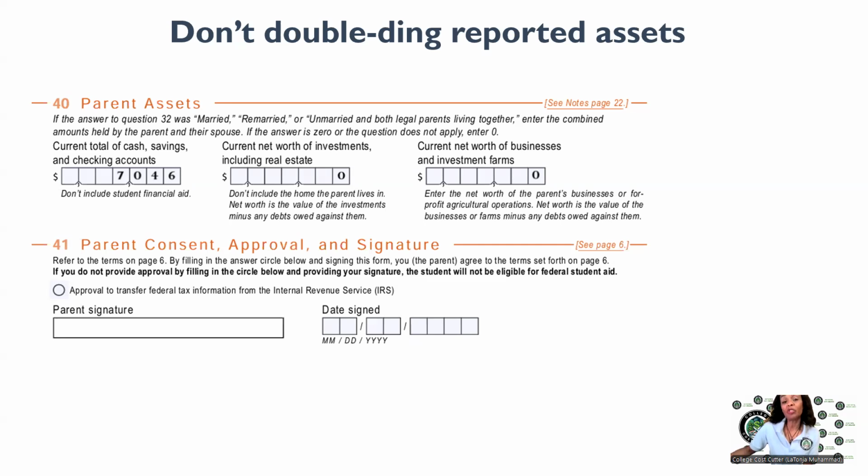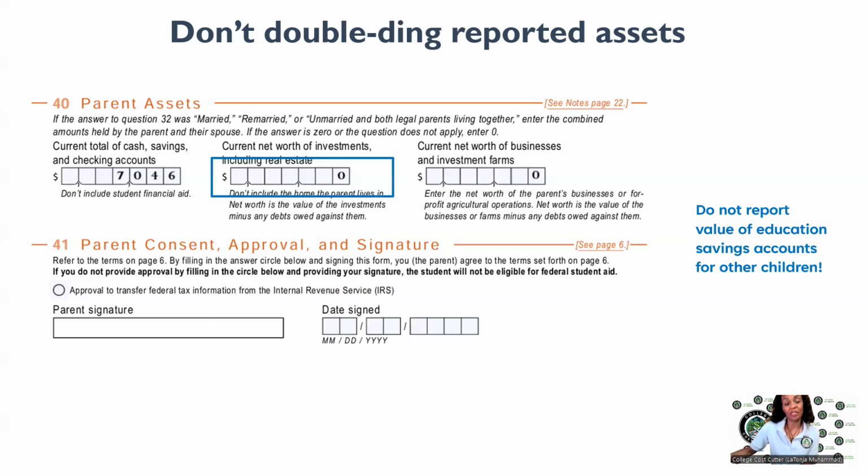Well, a family may have multiple children in the household for which they are contributing into their 529s. And what we want families to understand is that for this student's FAFSA, we should only include their portion of the balance in the 529 account. If we include the whole balance for all of the siblings in the household, we will be double dinging ourselves, increasing our reported assets on the FAFSA, and reducing our financial aid eligibility. So remember, only report the 529 amount for each individual student completing the FAFSA.